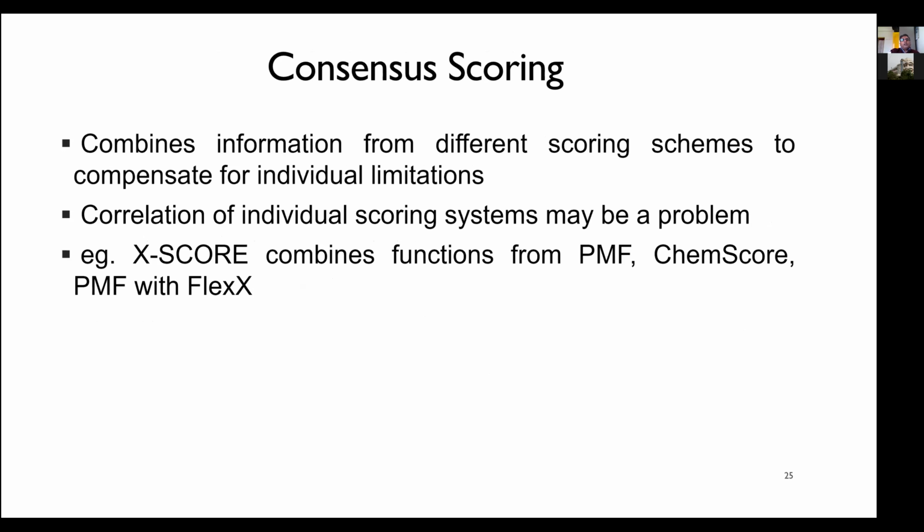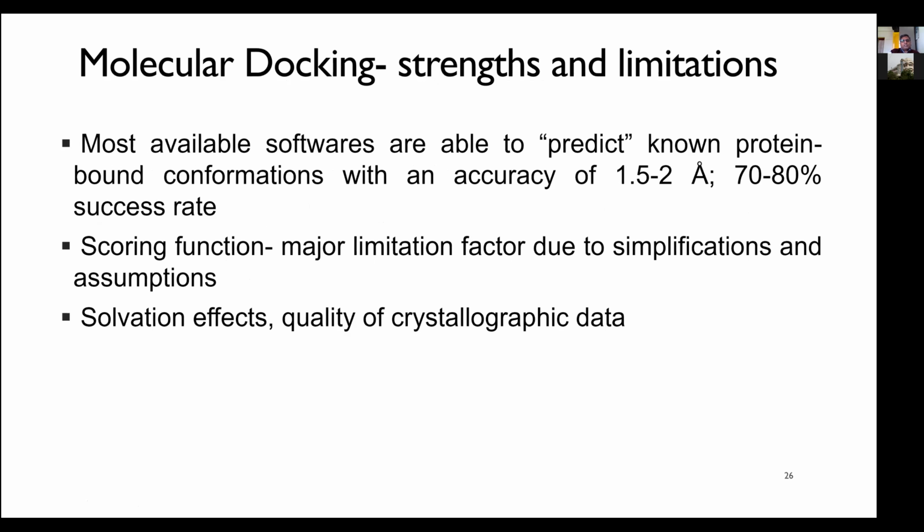Okay. Now, there is also consensus scoring, which combines information between two different scoring schemes. For example, knowledge-based and empirical, or force field-based and empirical. One such example is X-Score, which combines the functions of potential of mean force, ChemScore, and potential of mean force with FlexX. Now, although this may be efficient sometimes, it is sometimes difficult to correlate two different scores because they may be collinear in nature. They may represent the same property.